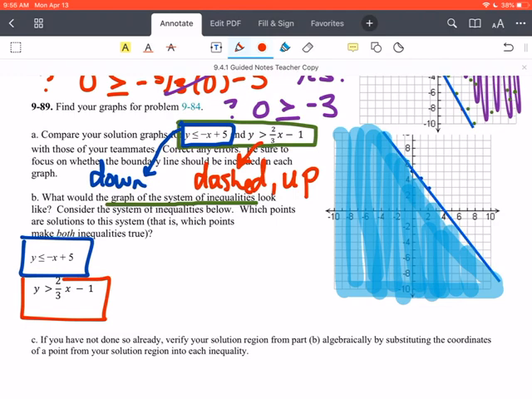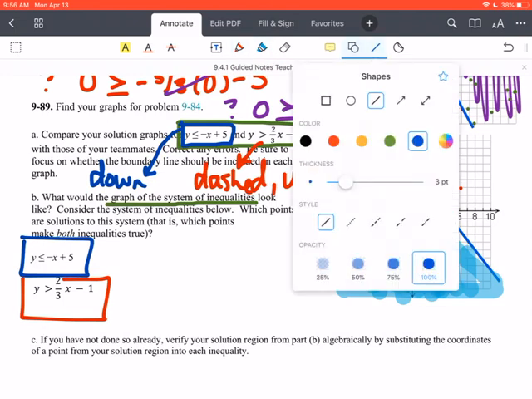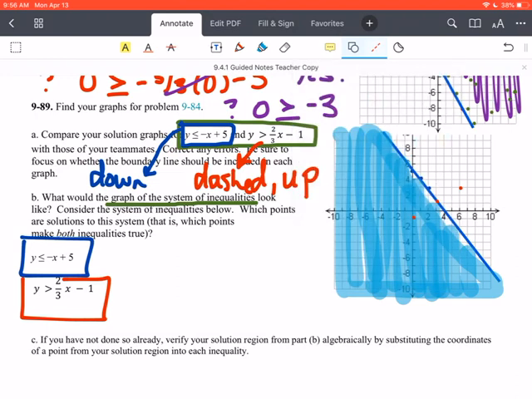First I need to make that dashed boundary line by starting at -1 on my y-intercept, and then I'm going to go up 2 over to the right 3. I'm going to get my ruler, or if I'm on a computer, I'm going to use a dashed line, and extend it through the graph.